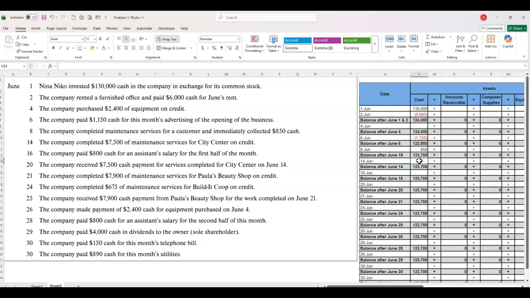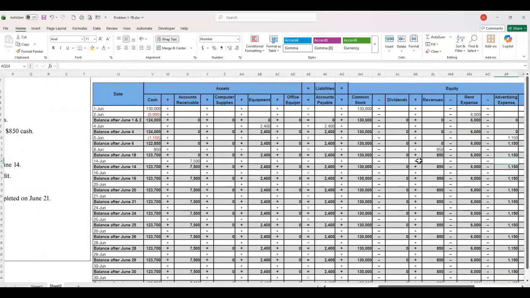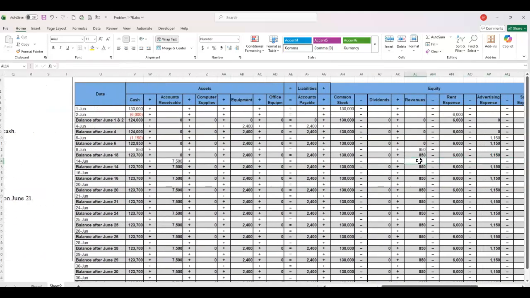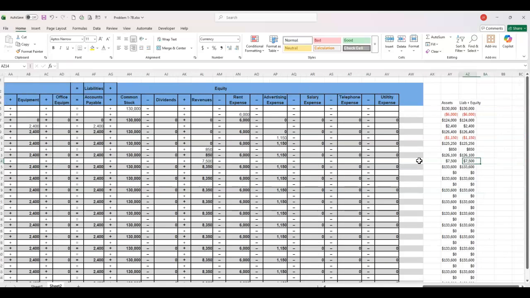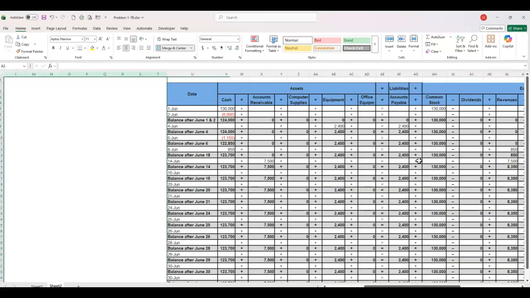On the 14th, we completed $7,500 worth of maintenance services for City Center on credit. Again, cash is not going to go up because we did it on credit, and this is going to be a receivable. Somebody owes me money. He owes me $7,500, and we earned it by providing services. So our revenue again is going up. Revenue went up on the equity side, assets went up on the asset side.